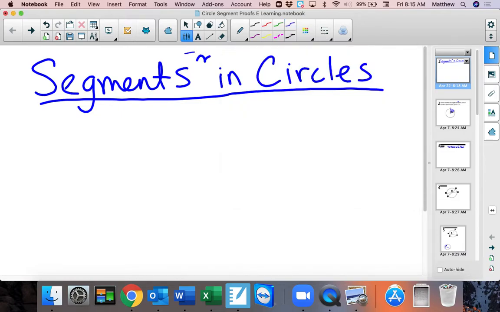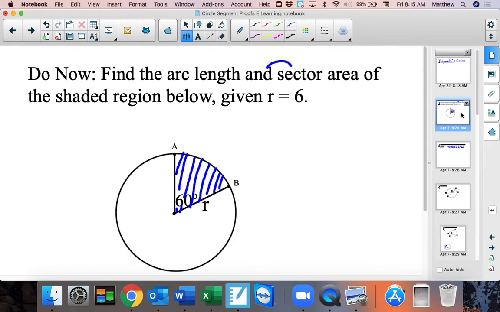And so just a quick review. This looks like something similar you found on the quiz last week. We've got a circle with a segment that's shaded, and the question asks just find the arc length and sector area of this region below. Obviously, arc length we know is just that length right there. We know that arc measure is 60 degrees. We know that because that's what the central angle is.